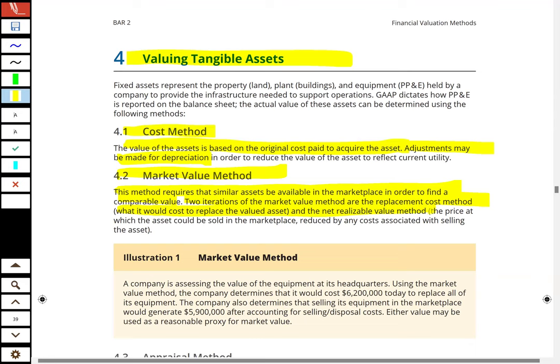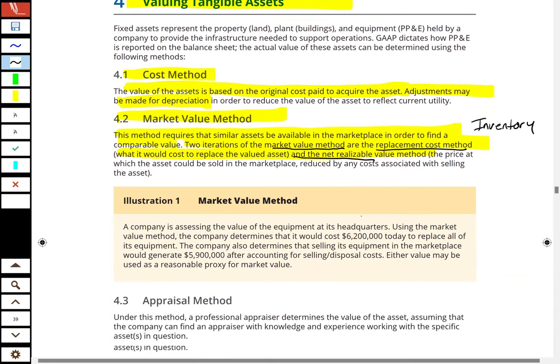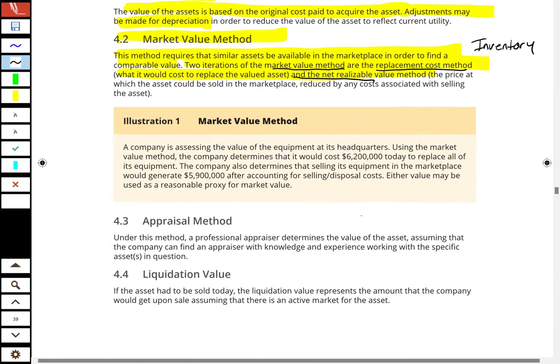But the net realizable value method, we use this for inventory. You get more into this in the FAR exam, but these two methods, the replacement cost method and the net realizable value method, really get used more in the FAR exam for inventory. Now the appraisal method: under the appraisal method, we have a professional appraiser who can come in and determine the value of the asset.